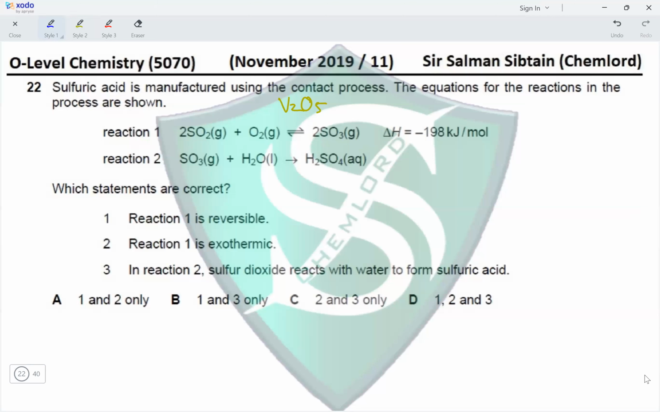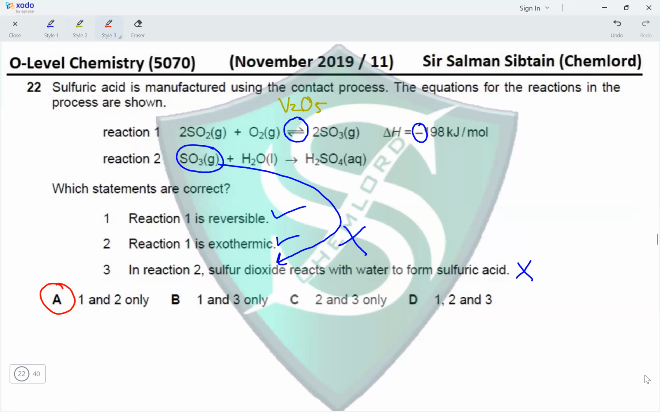Which statements are correct? Reaction 1 is reversible. Yes, the reversible arrow shows that it is reversible. Reaction 1 is exothermic. Yes, the negative sign of the enthalpy change shows that it is exothermic. And in reaction 2, sulfur dioxide reacts with water to form sulfuric acid. The sulfur containing gas that is reacting here is SO3 and not SO2 as written in statement 3, making statement 3 incorrect. So statements 1 and 2 being correct makes option A the correct option for this question.